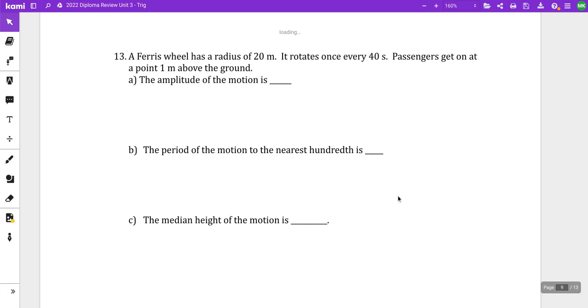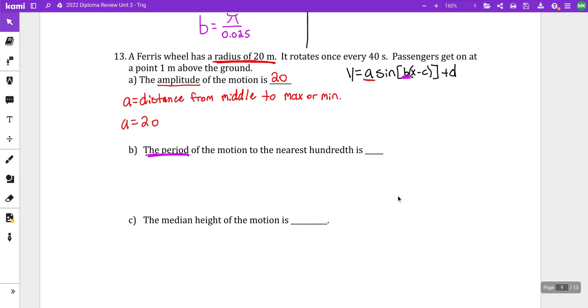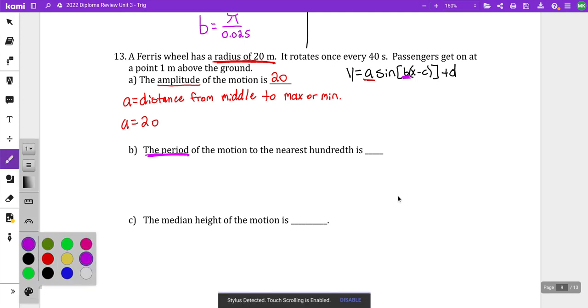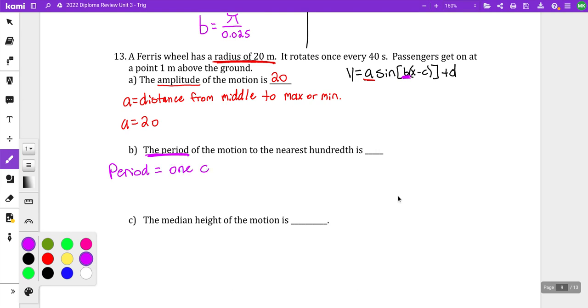Okay, so yeah, see how it said it rotates once? Just be aware of that word. It could have said it rotates twice every 40 seconds, and then your period would be 20 seconds, not 40 seconds. When we talk about period, it's always just one rotation. So it's how long one cycle takes. Period equals one cycle. In this case, it's 40.